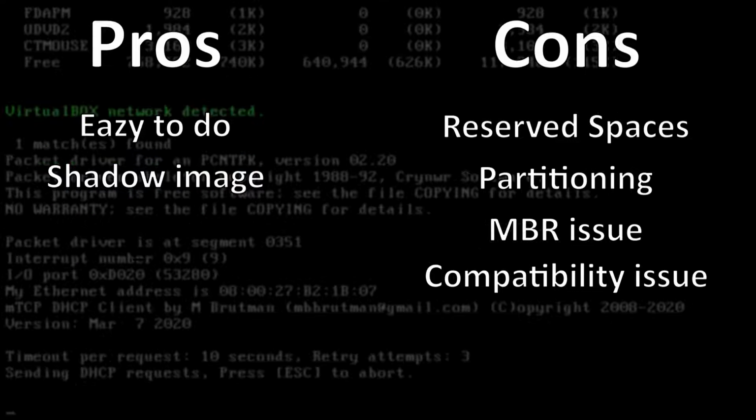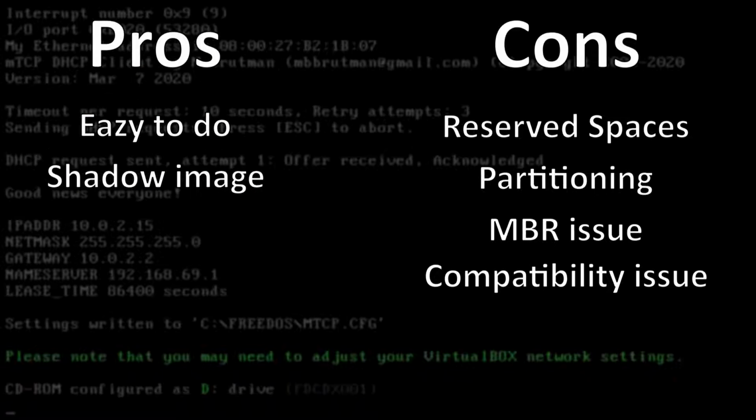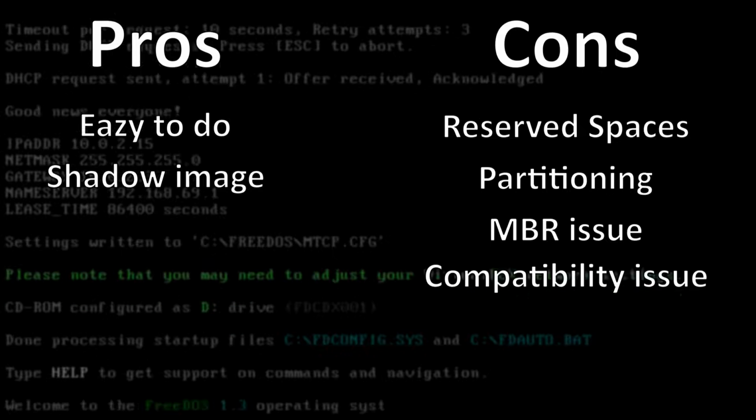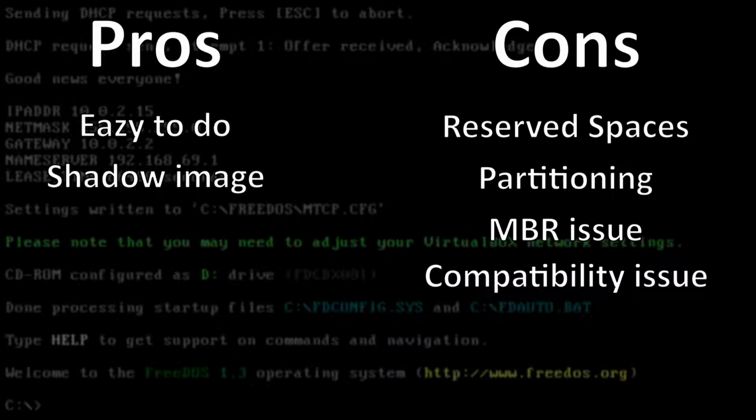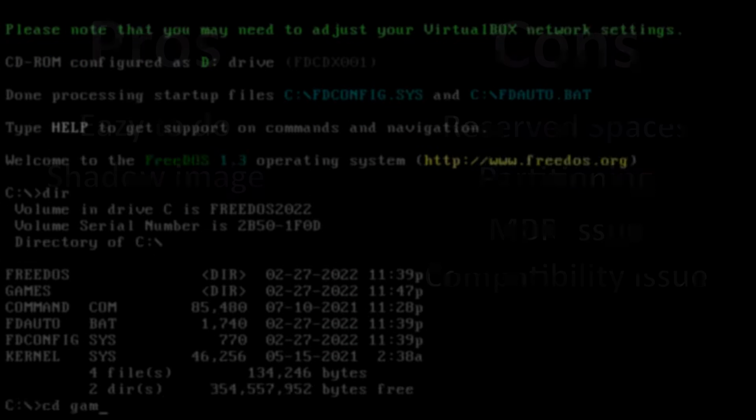Configuring it takes some knowledge of partitioning, which I'll do at the end of the video. And this method might not work if Rufus didn't help you create a boot record. Some USBs also suffered from an accessibility issue. But in conclusion, this is the easiest way to make a bootable FreeDOS USB.